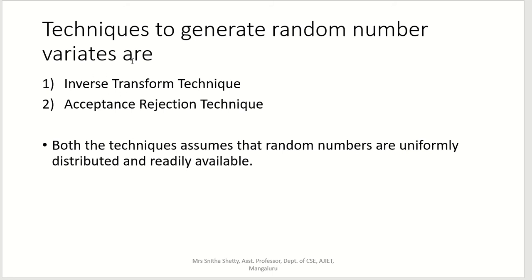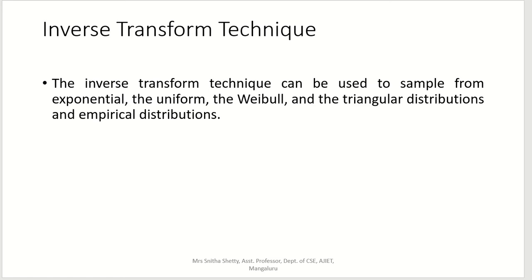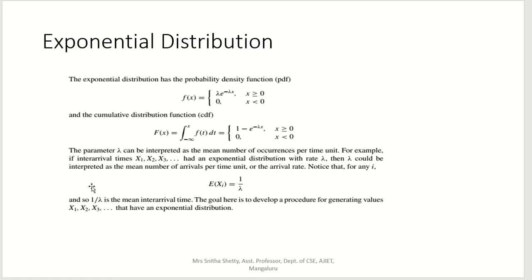And I told you the meaning of the inverse transform technique. Since random numbers are given, we generate the random variate using those random numbers. That is why the name is inverse transform technique. Next is the exponential distribution.